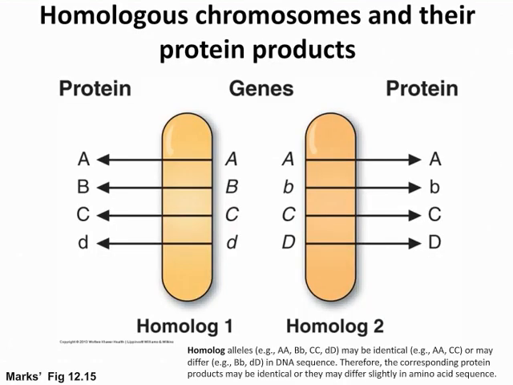So here's a picture of homologous chromosomes and the protein products they produce. So each gene on a chromosome is matched by an alternative version of the gene at the same genetic locus on the homologous chromosome. So these alternative versions are called alleles. So we have two alleles of a gene, one from our mother and one from our father. So if alleles are identical, then we are homozygous for this gene, and if alleles are different, then we are heterozygous for this gene.